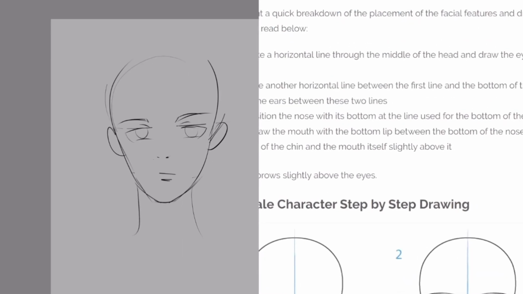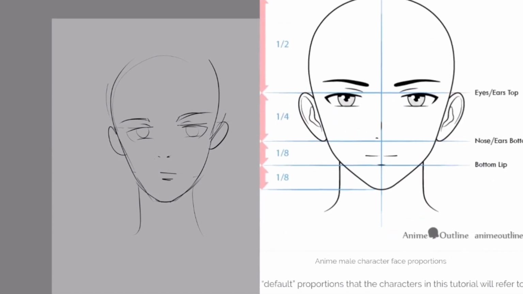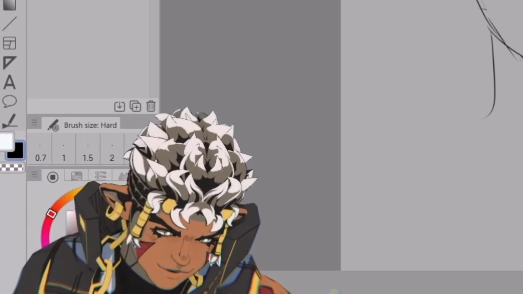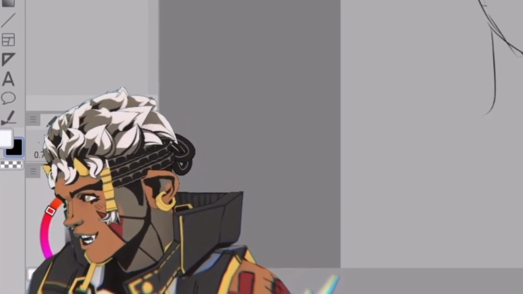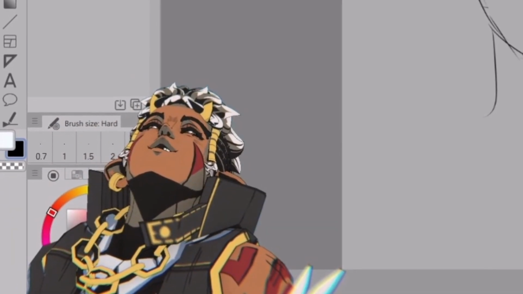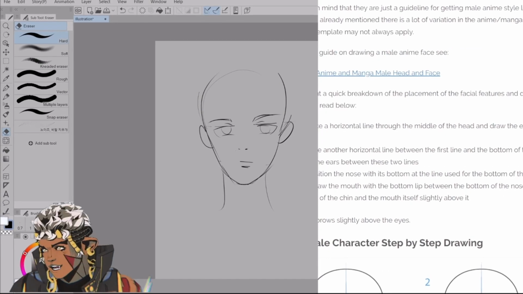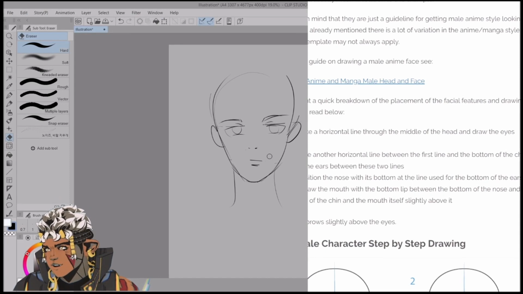Eyes, make a horizontal line. Why would he? Apparently we weren't even supposed to draw this yet. Eyes. Oh, we gotta redo it, guys. We gotta redo it. Oh my god. Fine, we'll redo it.